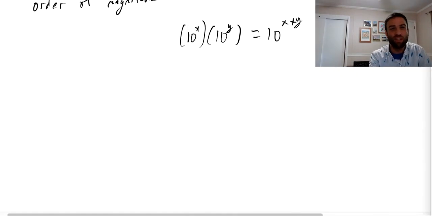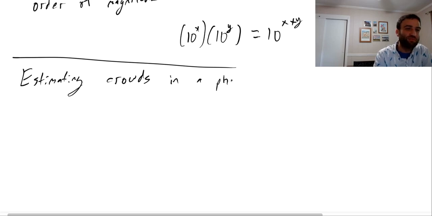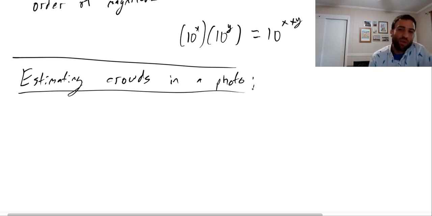Maybe I'll pull it back up in just a second. So let's say estimating crowds in a photo. Okay, so one strategy for estimating how many people there were in that photograph would be something like, well, let me try to estimate how dense the dense parts of the crowd were, and then let me also try to estimate how much of the surface area of the ground in that photograph was occupied by dense crowds, and then we might imagine multiplying those numbers together.